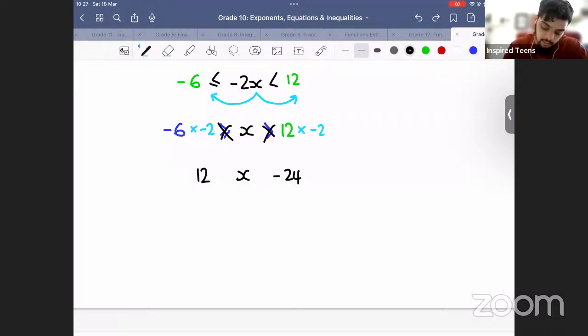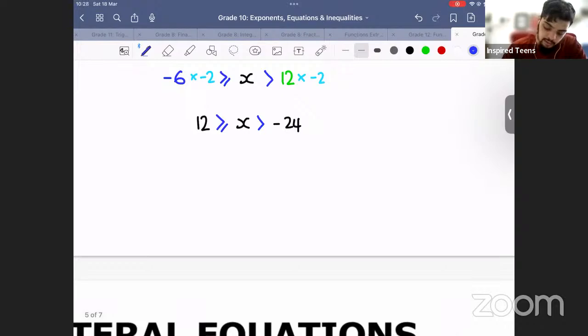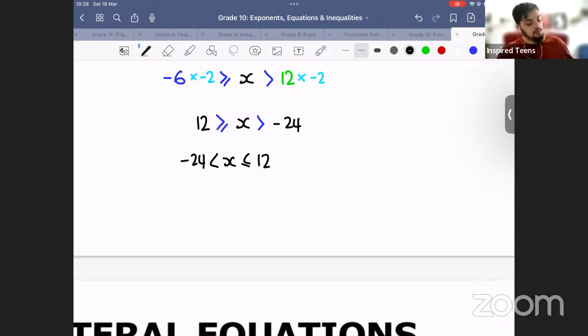So here we have to flip it. We make sure we flip them. So it's going to be x is greater than negative 24, but less than 12. It could even be written this way: x is greater than negative 24, but less than or equal to positive 12, which makes sense because it's greater than negative 24, so negative 23, negative 22, up until where? Less than or equal to 12, so up until 12.